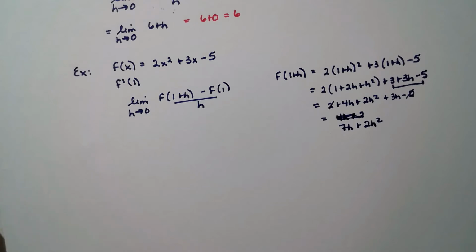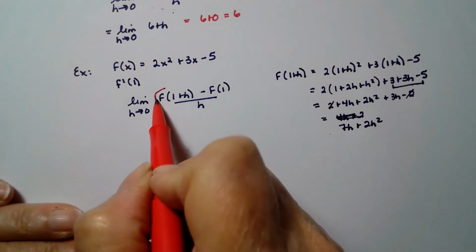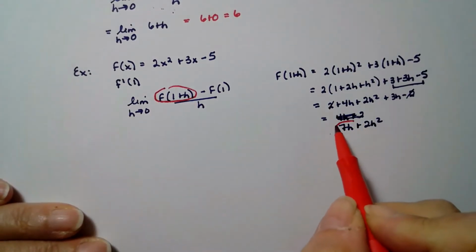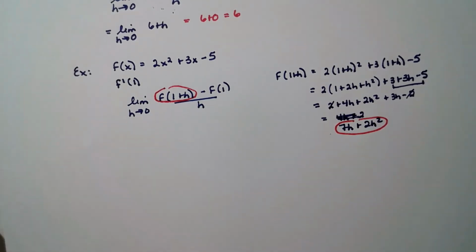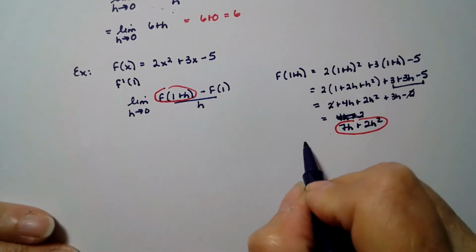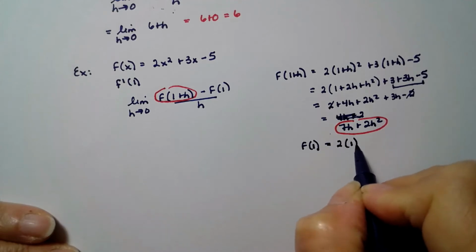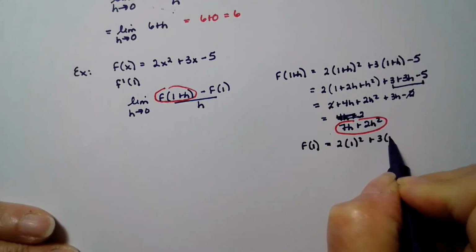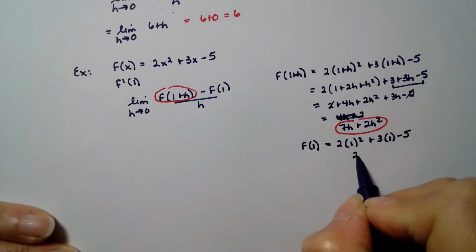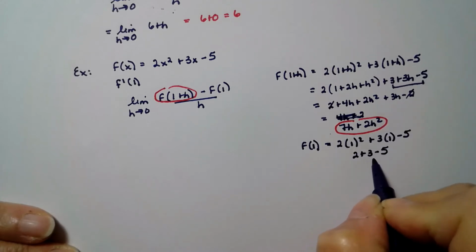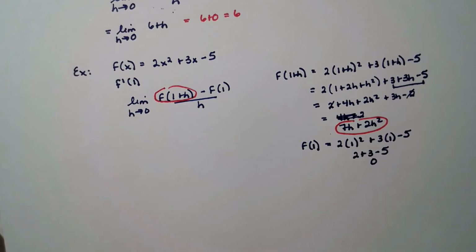That's what I'm going to replace this piece with. This is going to go in here. Now f of 1, that's easy. That's just 2 times 1 squared plus 3 times 1 minus 5. That's 2 plus 3 minus 5. It's 0.